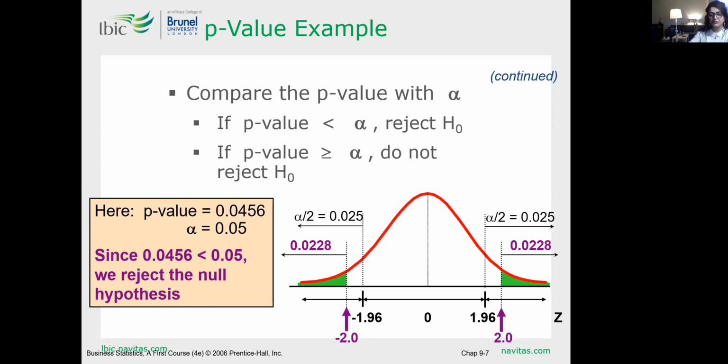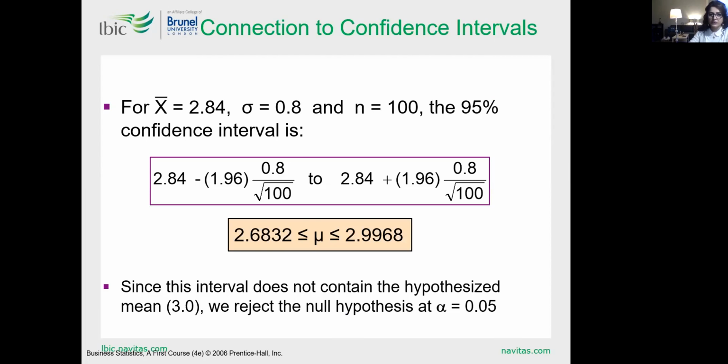Okay, let's continue. We want to see what the relationship is between the confidence interval and hypothesis testing for finding a test which is statistically significant. So let's look at this example. For a sample mean of 2.84, a standard deviation of 0.8, and a sample size of 100, we're going to have a 95% confidence interval. So they are given.